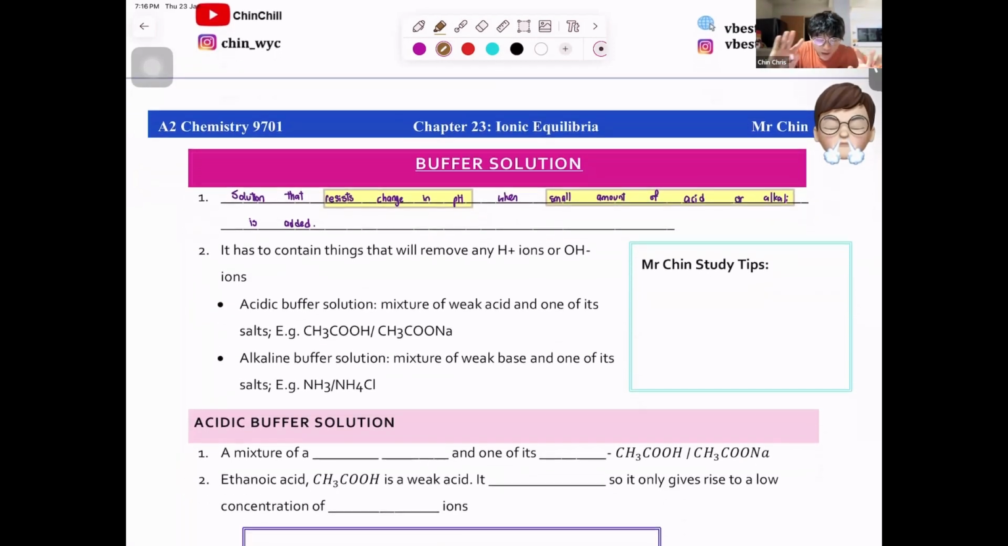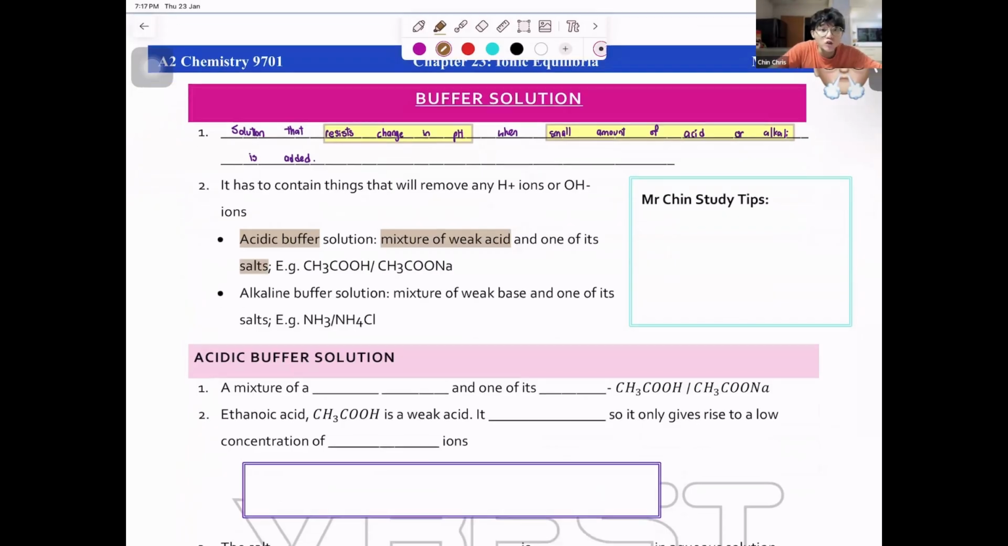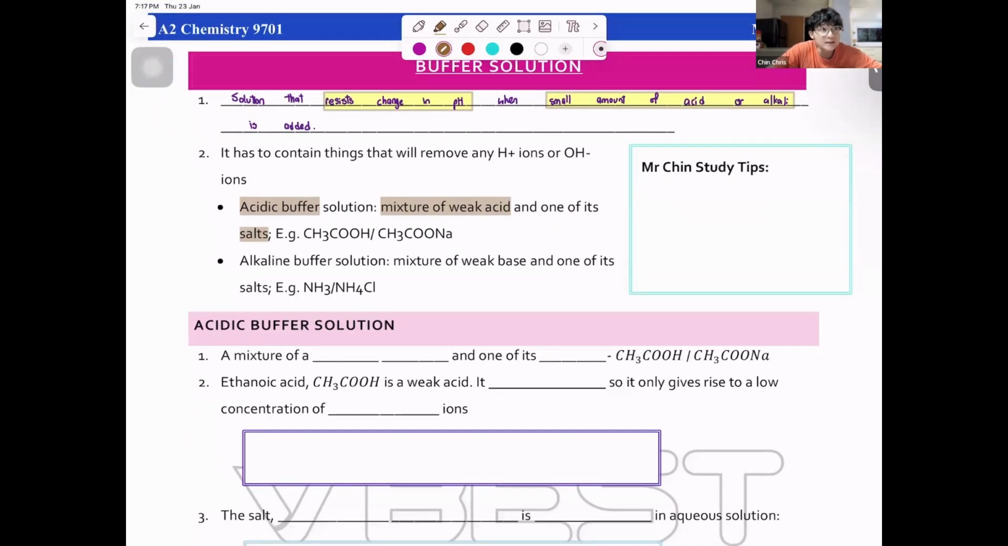Alright, guys, we have two different types of buffer solution. In exams, in your A levels, you will only be dealing with acidic buffer. So how do you get an acidic buffer? You get a weak acid and its conjugate salt. Take a weak acid, add a conjugate salt, then that's your acidic buffer. Alkaline buffer: take a weak base and a conjugate salt. Done.